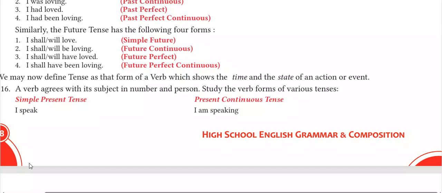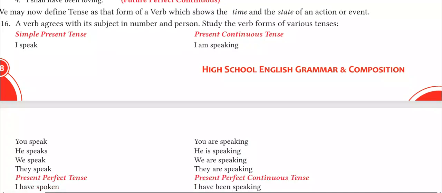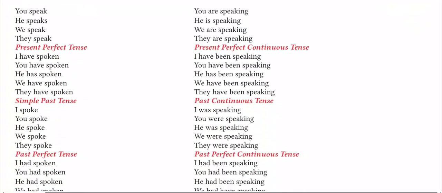Now, we may define the tense as the form of verb which shows the time and the state of an action. A verb agrees with its subject in number and person. Study the verb for various tenses. Now, in present continuous, I speak becomes I am speaking. You speak, you are speaking; he speaks, he is speaking; we speak, we are speaking; they speak, they are speaking.